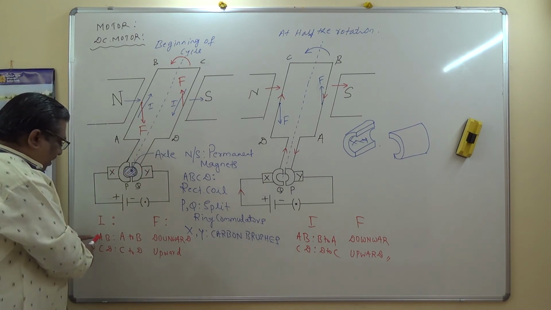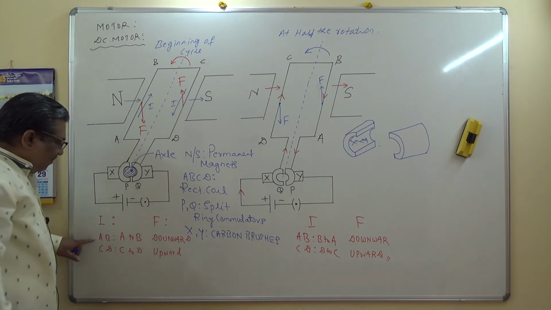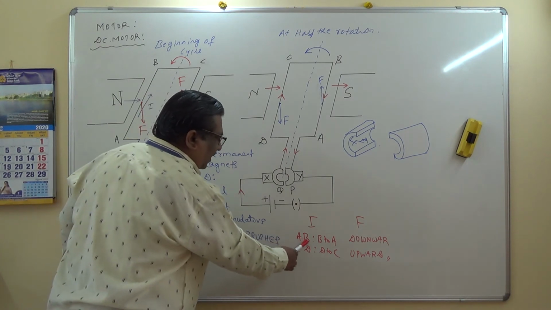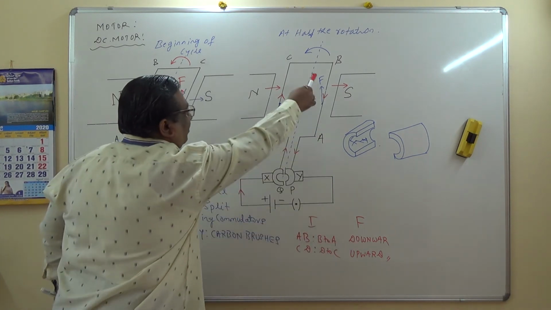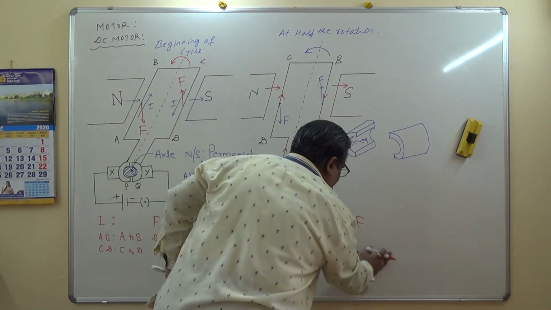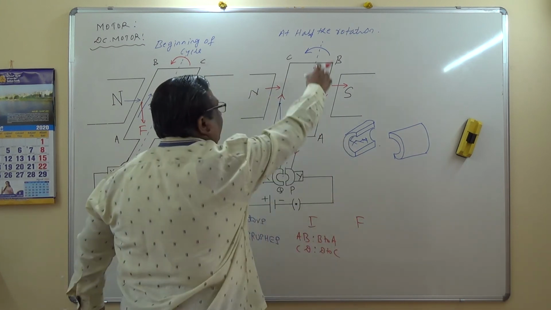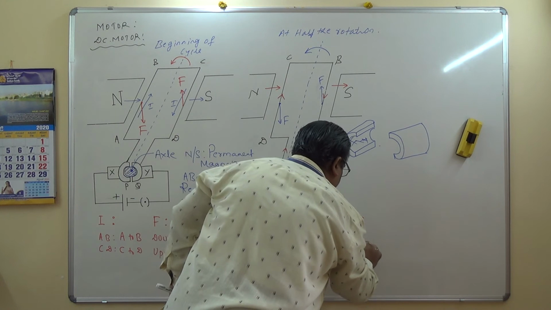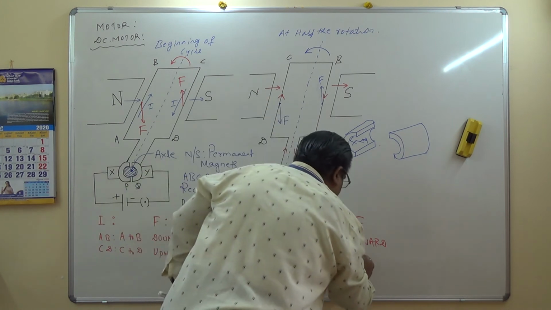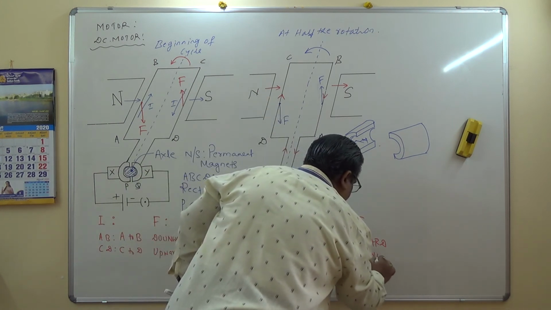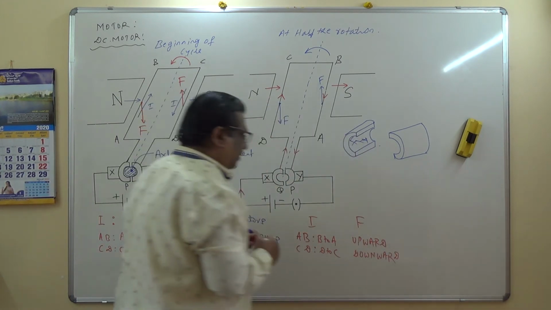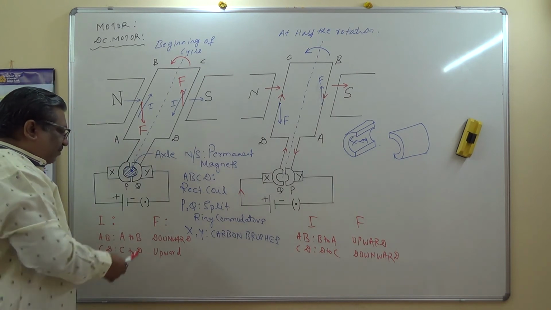What about the forces? Earlier case, first beginning of the cycle, arm AB experienced downward force, but in the second case, arm AB experienced downward force. Arm AB here, I think I have made a mistake here. Yeah, arm AB upward. Just a moment. AB is upward, and arm CD, D to C, it is downward. Okay, fine. So let us compare now the forces.